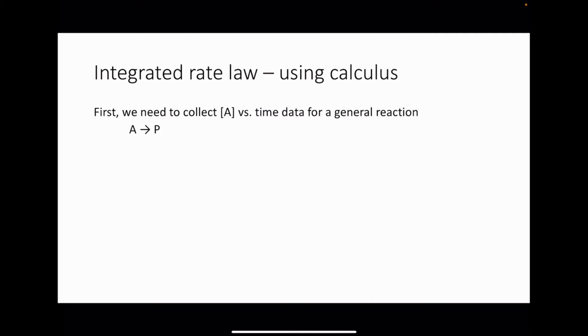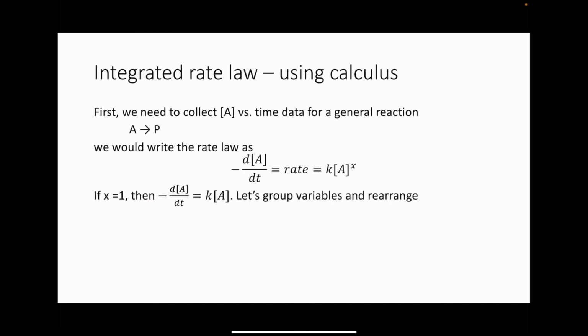So we'd have to go in the lab and collect a series of data, or get a series of data given to us. So we would write, if this was first order, or any order, the rate law would be the rate of disappearance of A, so the derivative of A with respect to t. So this is calculus. Calculus is not required for the course, so if you don't like calculus or don't understand, don't worry, we're just going to get to an endpoint. And then if we had x equals 1, so it's first order, then that would be k[A].